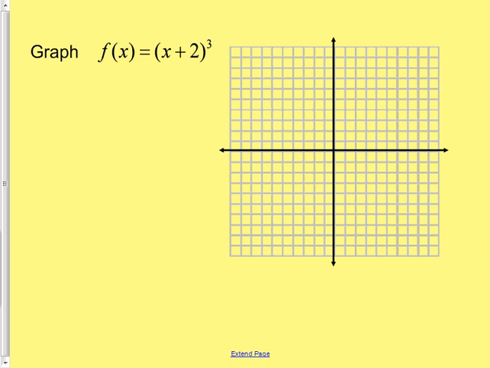All 5 parent functions on the same graph. You need at least, well, some of them only have 3 points. Some of them have 4 points. Some have 5 points. I'm going to pause for a second while you try that.